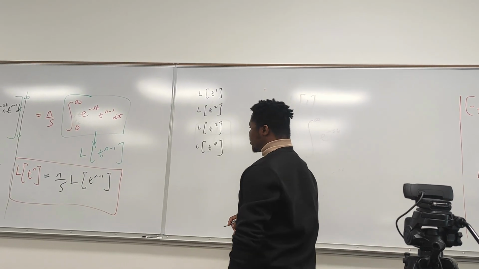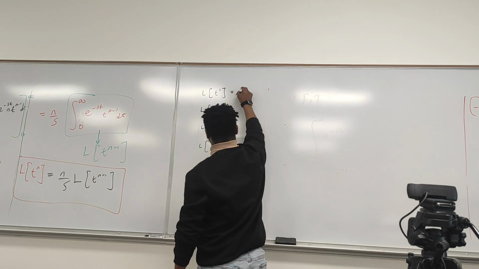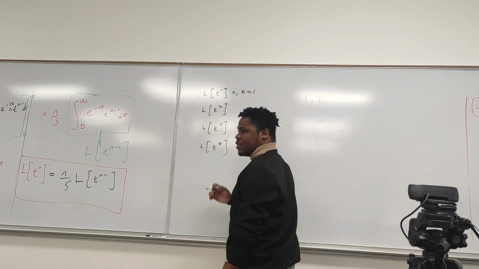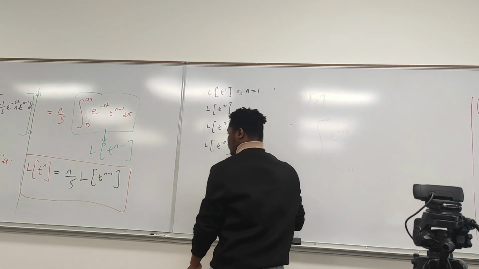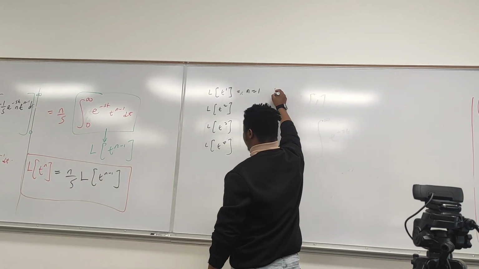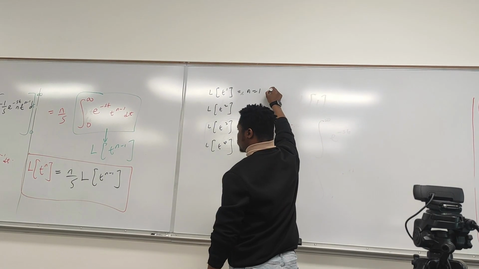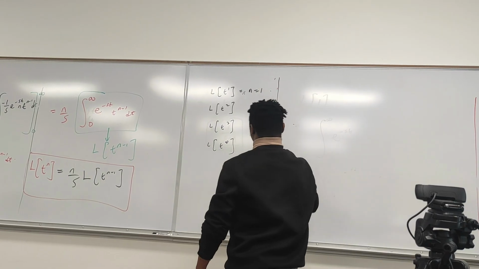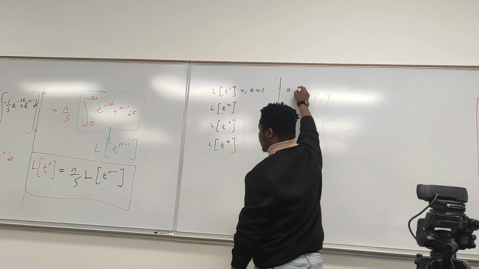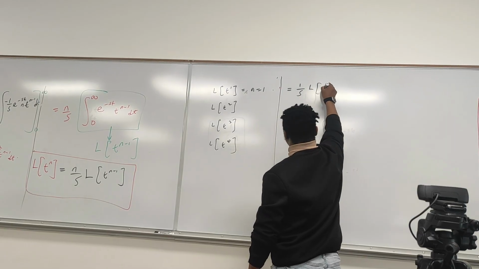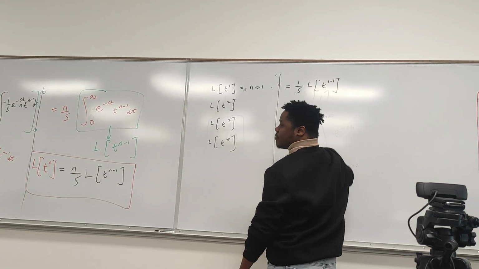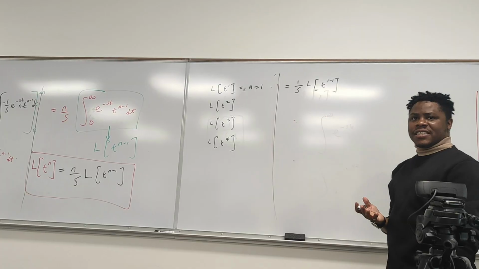For t raised to power 1, it means n is 1. Do you agree with me? So it's going to be equals to 1 over s, since n is 1, times Laplace of t raised to 1 minus 1. Does that make sense?